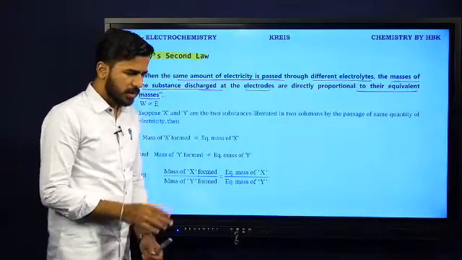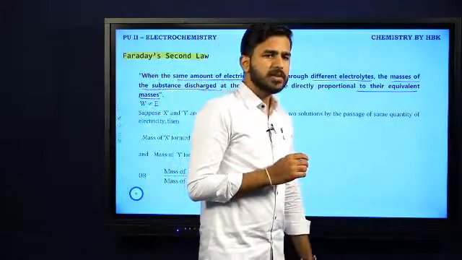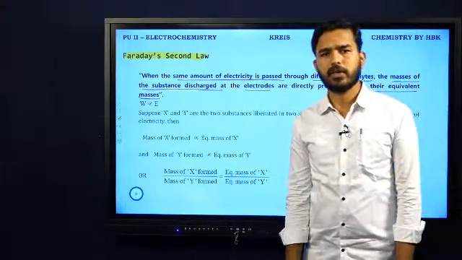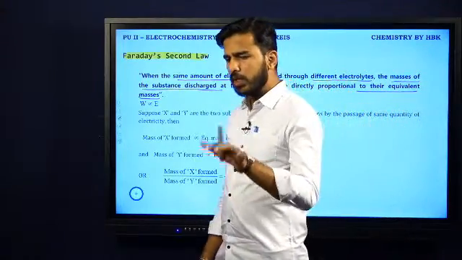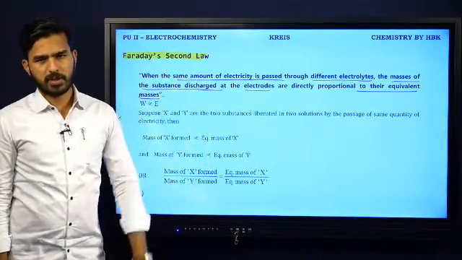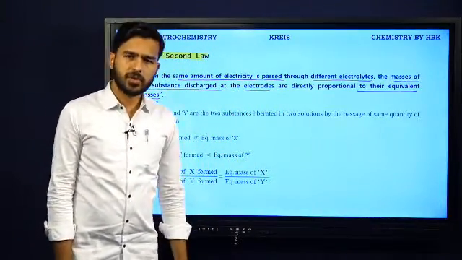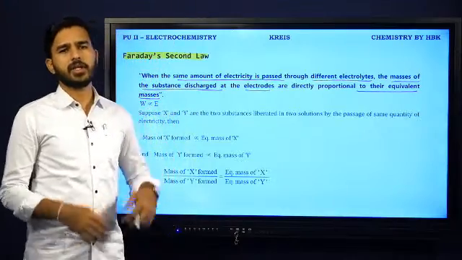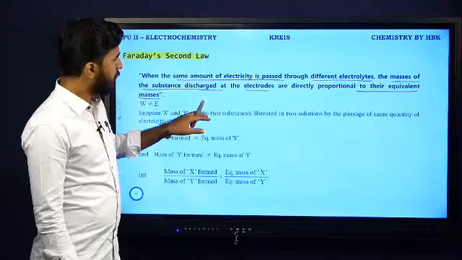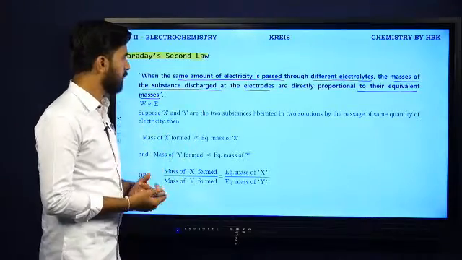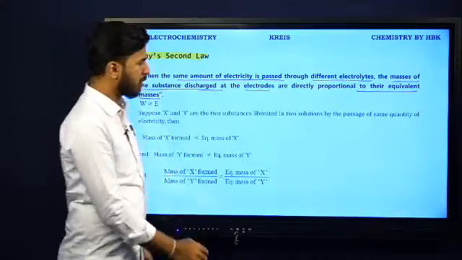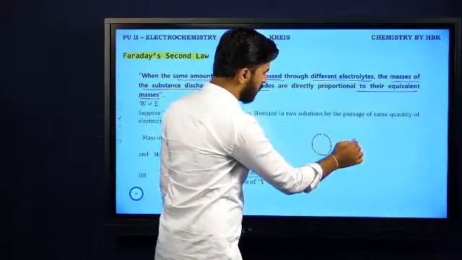According to Faraday's first law, during electrolysis, the mass of the substance discharged is directly proportional to the quantity of electric current passed. When one substance is used, how much gets deposited depends on the quantity of electric current passed. But if you use different electrolytes, so between two different electrolytes, for example, you take this one as 1 and this one as 2.